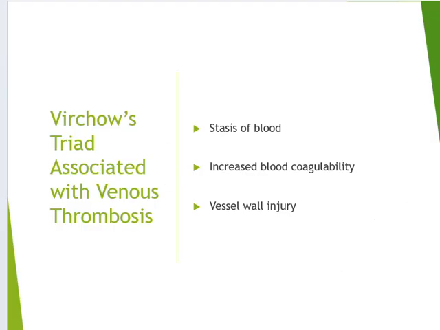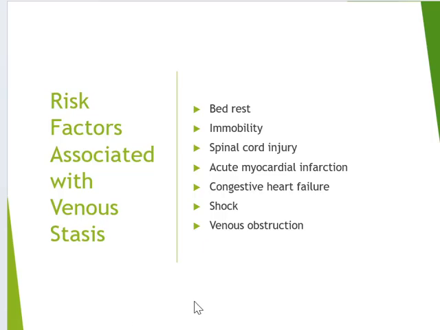So one, again, is that stasis of blood. Another is increased blood coagulability, and then vessel wall injury. If we have these three things, we have a patient that is very predisposed to thromboembolus formation. We've talked about a lot of the things that are associated with venous stasis already. So things like bed rest or immobility.